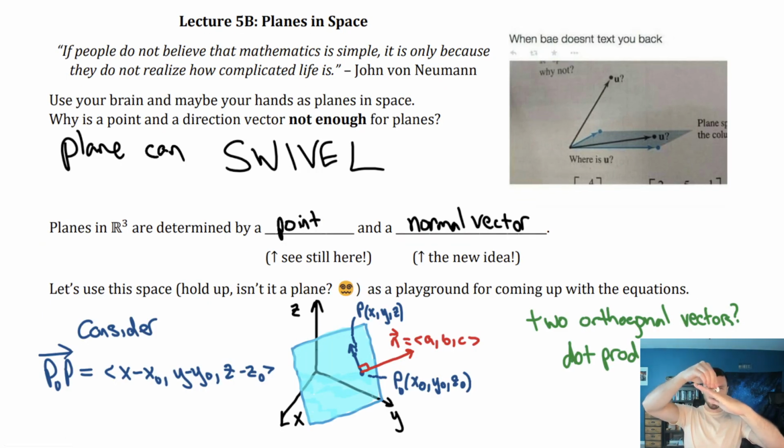Because if I just have a point in itself and a direction, I can still swivel, right? Because this direction is still met, like the direction of, say, my middle finger, but all these planes are different planes. This plane is different from this plane, and so on and so forth. So I can swivel. That's a problem. With planes, we don't just need a point and a direction vector. We need a point and a normal vector.